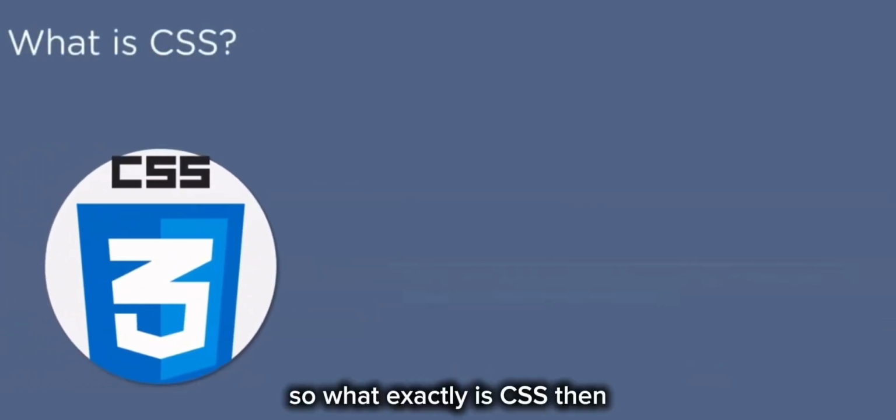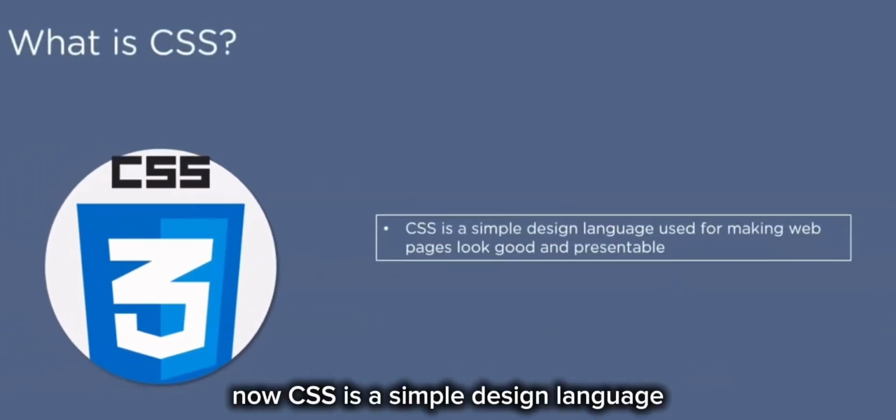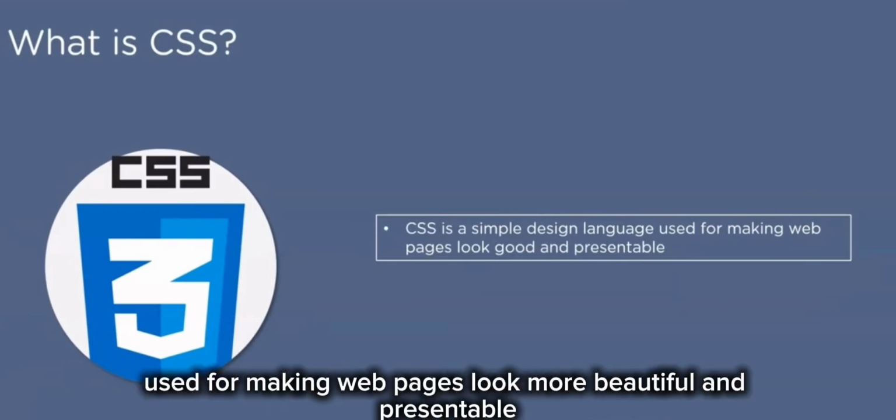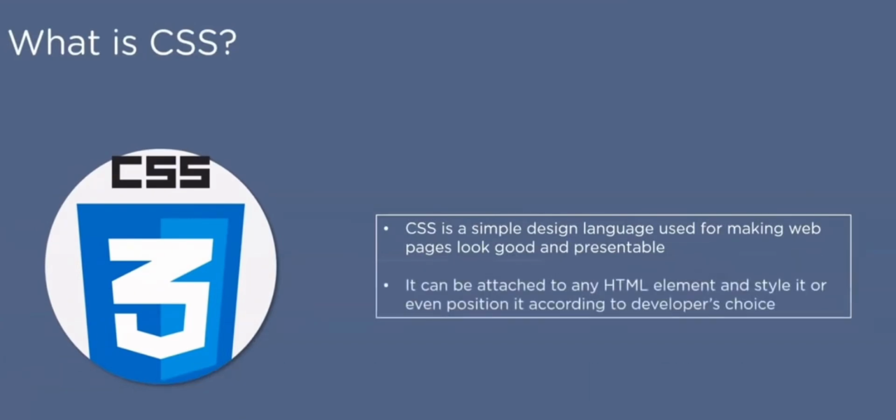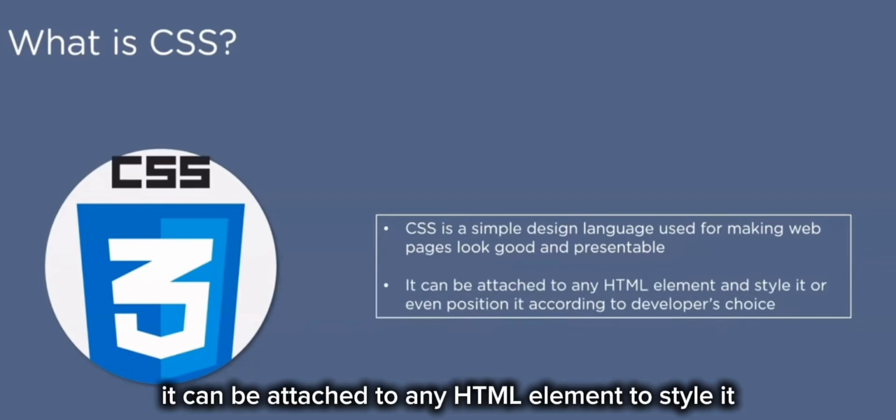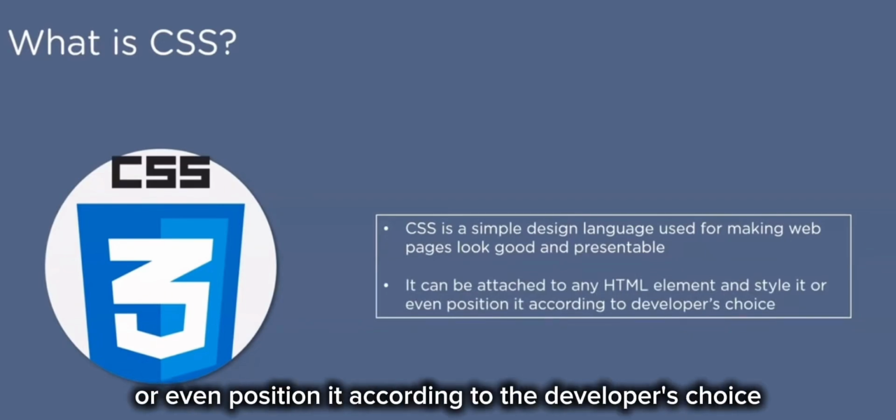So what exactly is CSS then? CSS is a simple design language used for making web pages look more beautiful and presentable. It can be attached to any HTML element to style it or even position it according to the developer's choice.